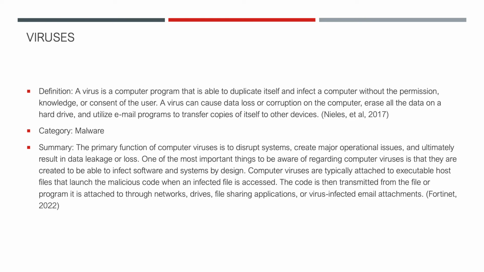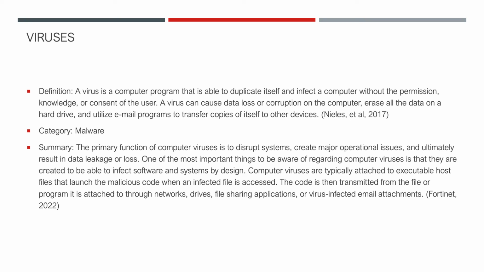Viruses. A virus is a computer program that is able to duplicate itself and infect a computer without the permission, knowledge, or consent of the user. A virus can cause data loss or corruption on the computer, erase all the data on a hard drive, and utilize email programs to transfer copies of itself to other devices. So just like a virus within the human body, how it replicates and how it infects, it's going to be the same thing for a computer virus as well.